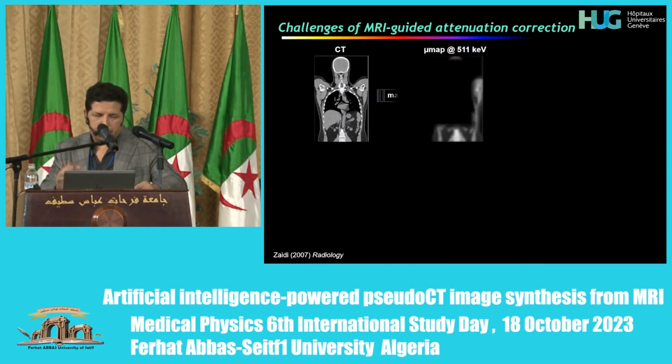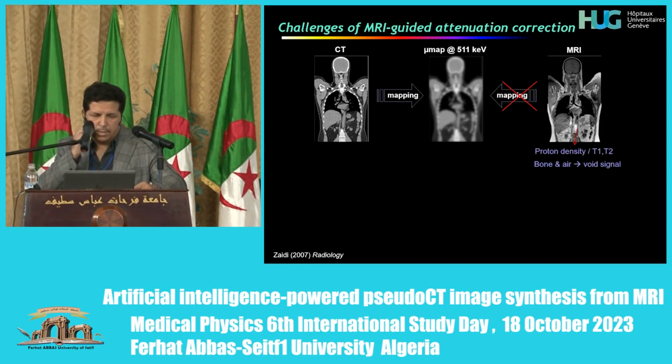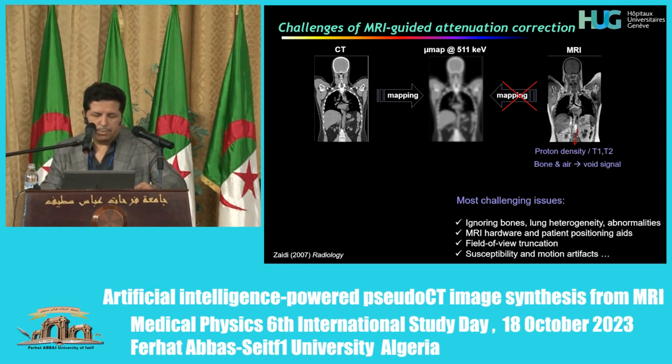The problem can be summarized in this slide here, where you see the X-ray CT, which can be used to derive what we call an attenuation map, in terms of linear attenuation coefficients at 511 keV. It's much more problematic when we use the MR intensities, because there is no direct correlation between the MR intensities, which are correlated with T1, T2 relaxation times and proton density, and the CT Hounsfield units or the electron density.